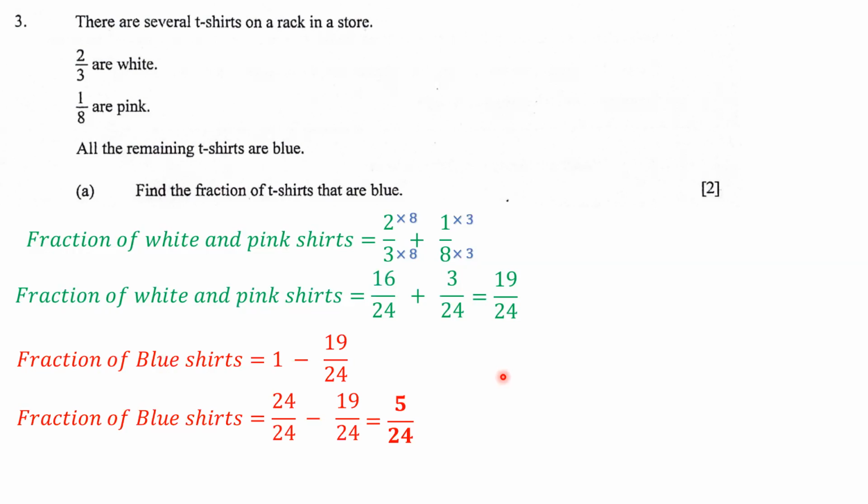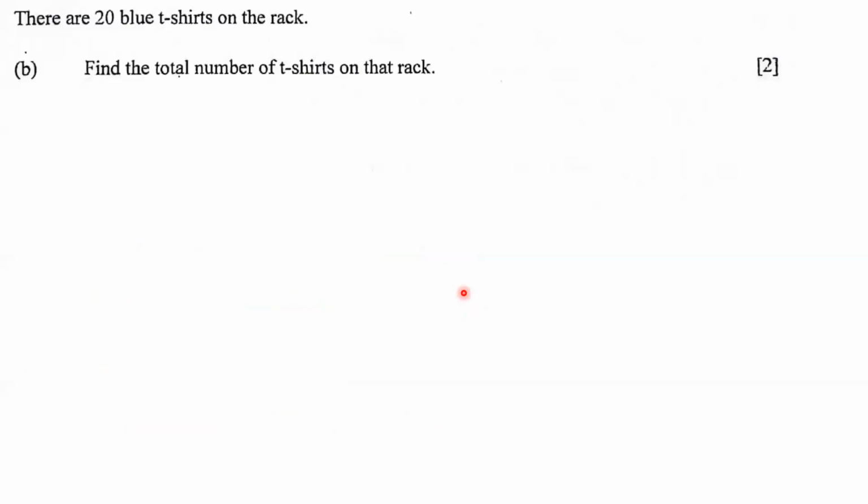Okay, let's move on. So 5 over 24 is the fraction of t-shirts that are blue. And we know the fraction of t-shirts that are blue is the remaining, right? Because there are only 3 colors that were mentioned.